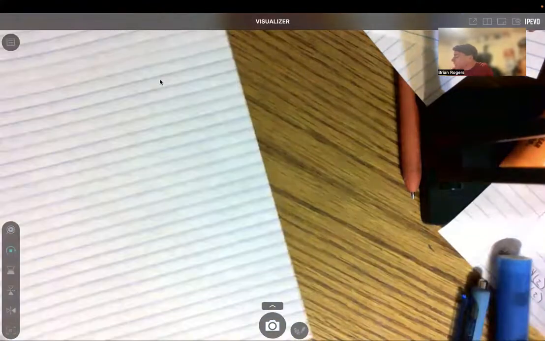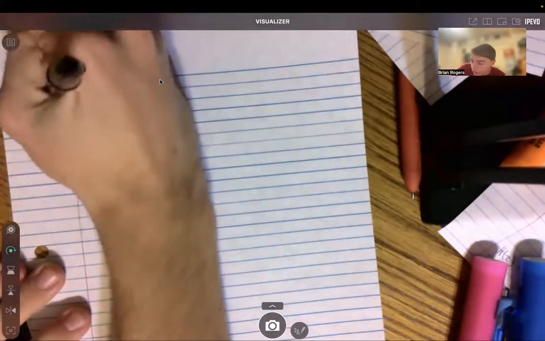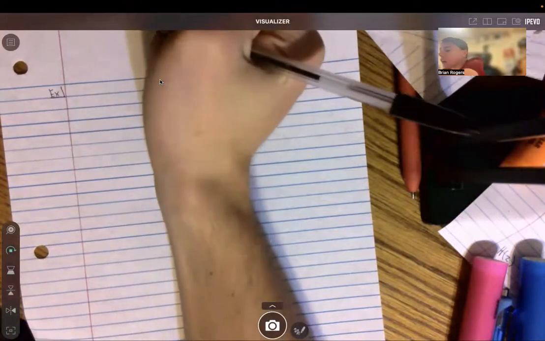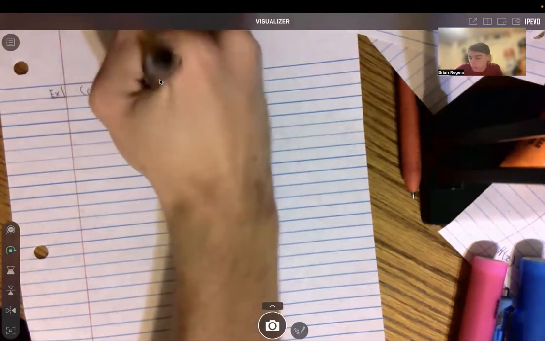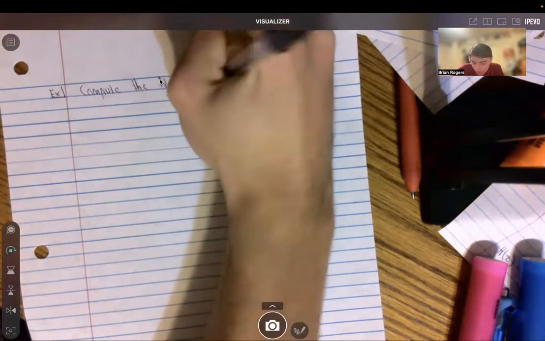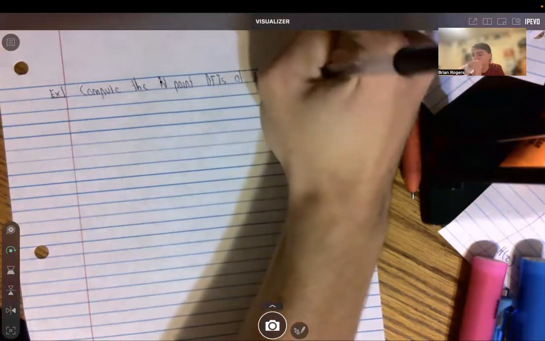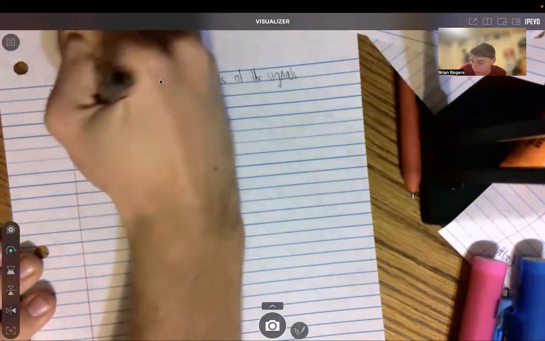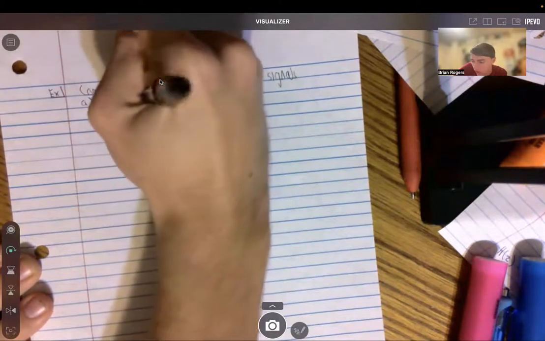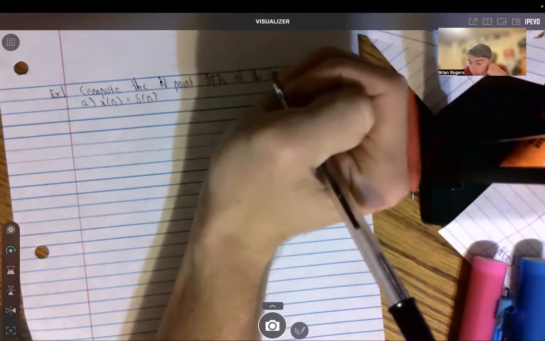Okay, so for our next example, we're going to compute the following. It's going to say compute the N-point DFTs of the signals. Your first signal's x[n] is equal to delta[n]. So remember, when we do the DFT, it's just asking for the DFT.